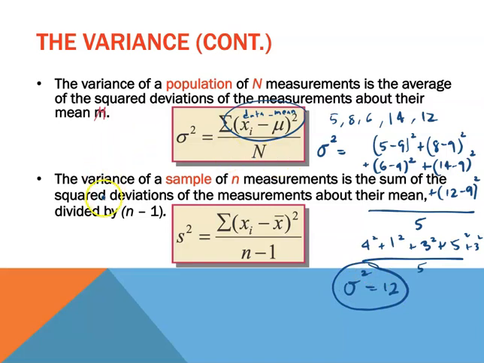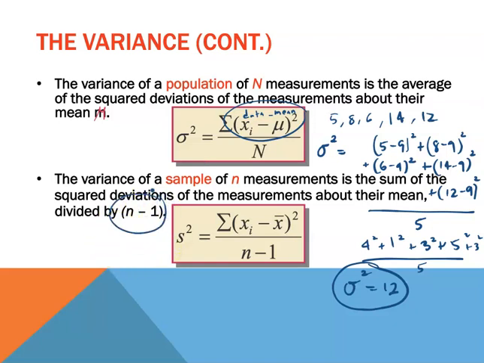Okay, so now we have a second definition. The variance of a sample of n measurements is the sum of the square deviation of the measurement about their mean. Kind of sounds the same, right? Divided by n minus 1.